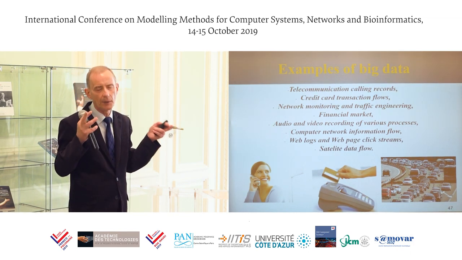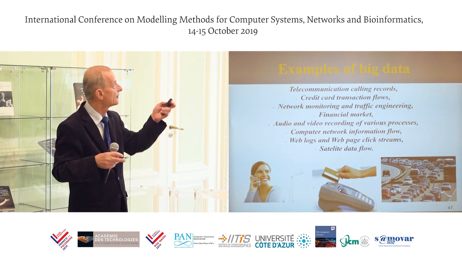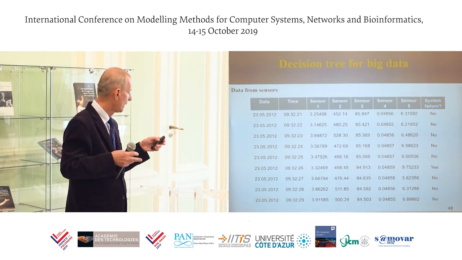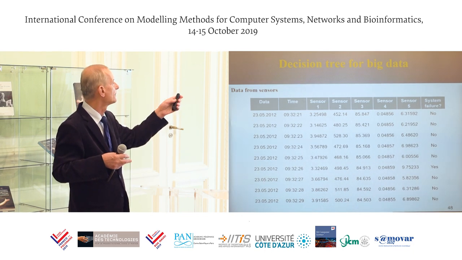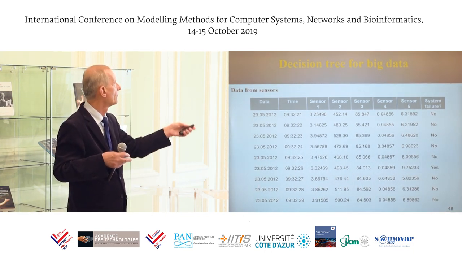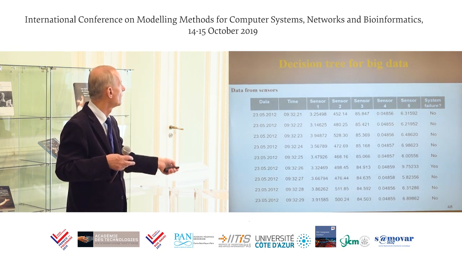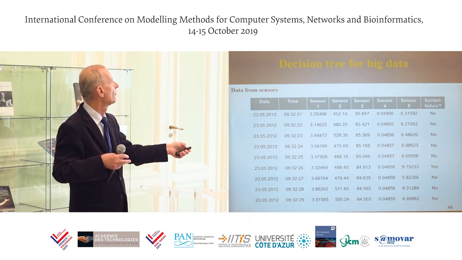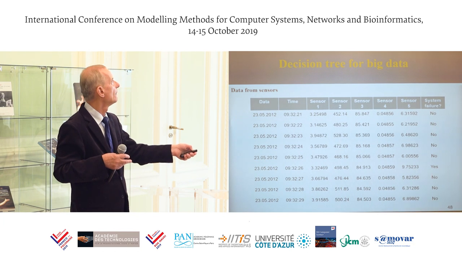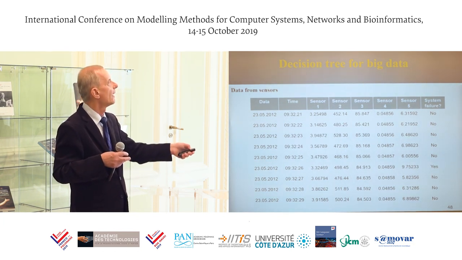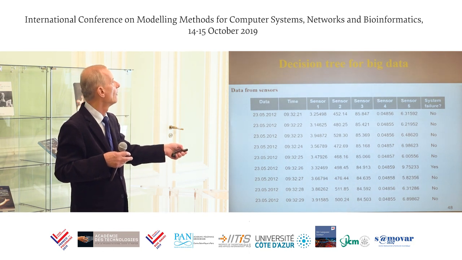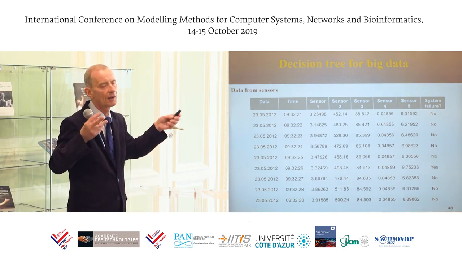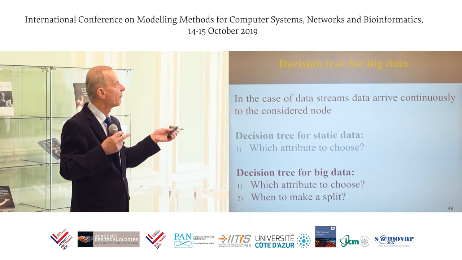For not big data, not stream data. If we deal with big data, the problem is much more complicated. Typical examples are here, and on this slide you see hundreds of billions of data going from the top, going down. We have many sensors. In this case, we have, for example, five attributes, and we have one decision attribute. Of course, it is not possible to modify the traditional decision tree algorithm for this purpose.